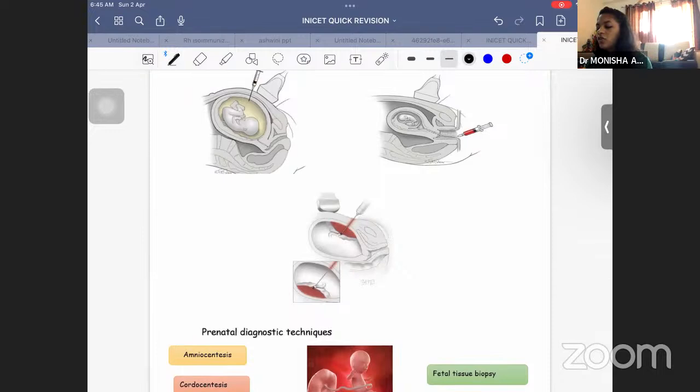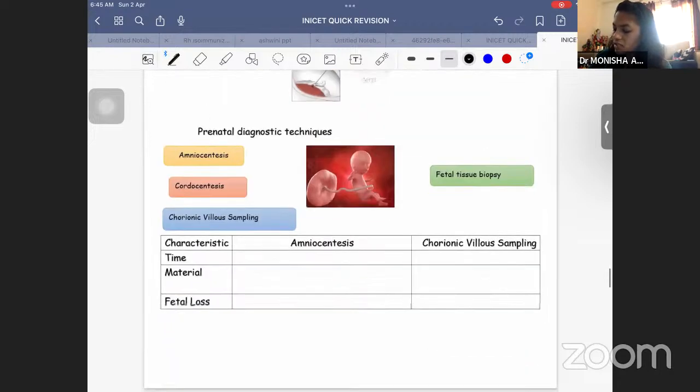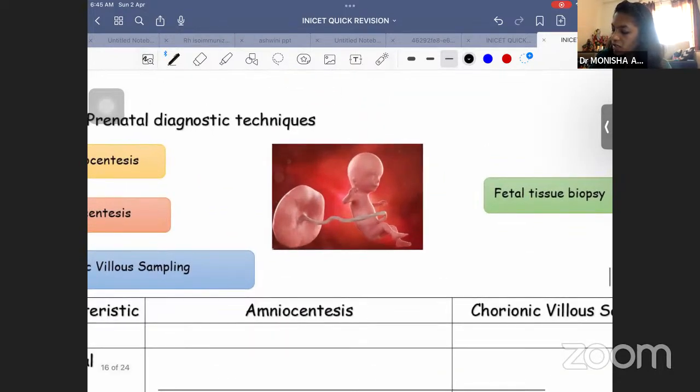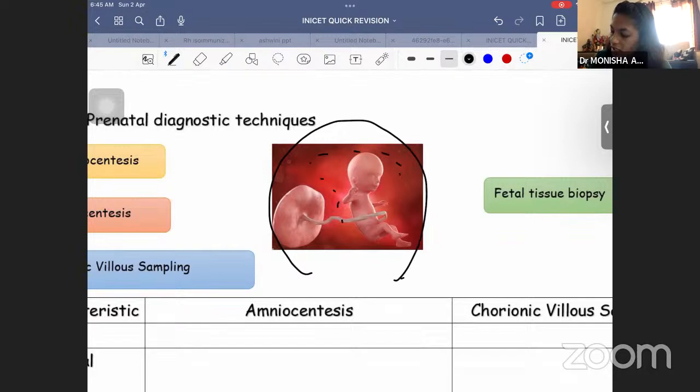Of course, the next topic is prenatal diagnosis. As I told, this is a very, very upcoming topic. There's a simple way I can explain it to you. See, this is a uterus. Think of this as a uterus. The fluid around the baby is taken out. That is called amniocentesis.